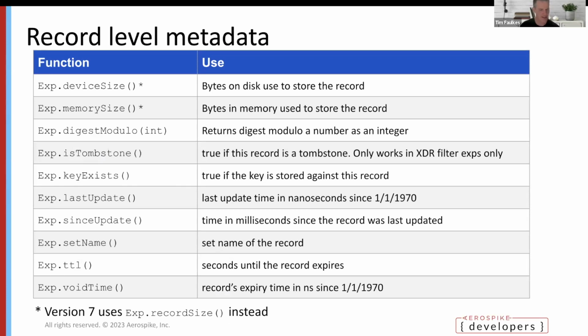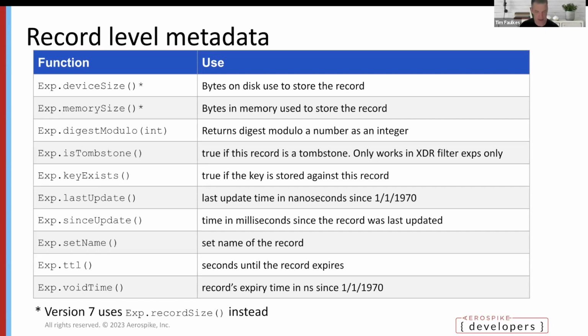Not only can we get these operations back to the client, but we can look at them on the server and evaluate them. So I can say, I want to take action if the key was stored against this record. I want to take action if the size of this record on the device or in memory is bigger than a megabyte. So it's very powerful for doing things on the fly where you conditionally say, I want to take action if this criteria on the metadata is true.